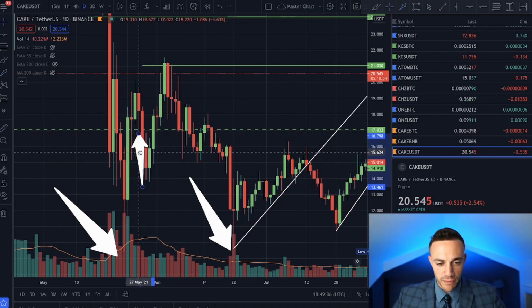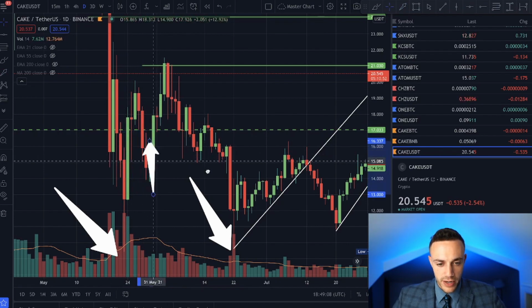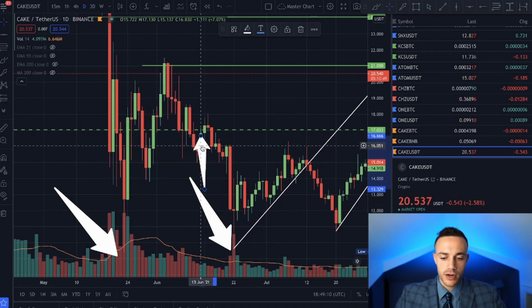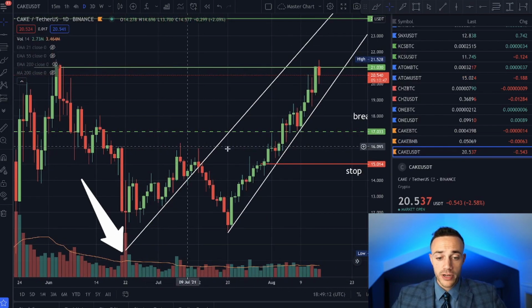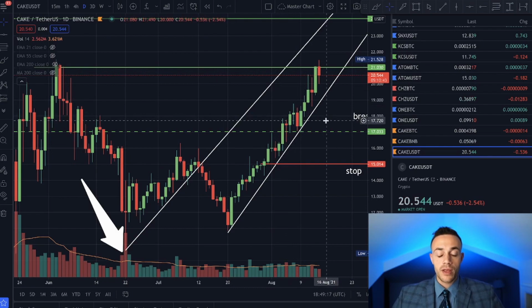We have a touch here. We have multiple touches here. Wick in the area here. Used as resistance over here. So I said with a high degree of probability, when we break above $17, this thing is going to start running. And as you can see, we had the ascending price action.